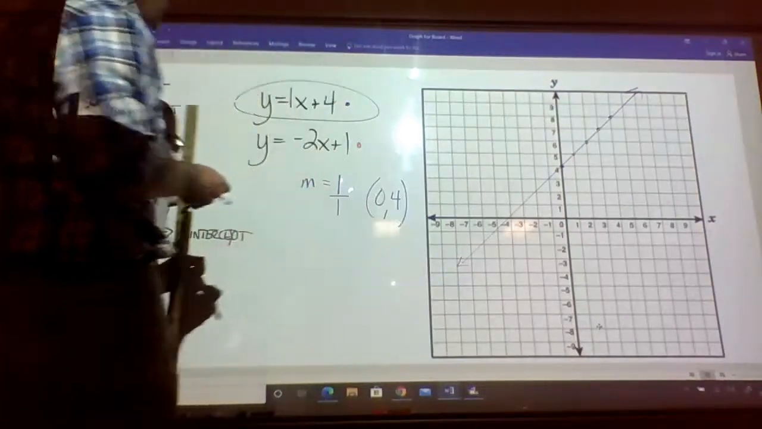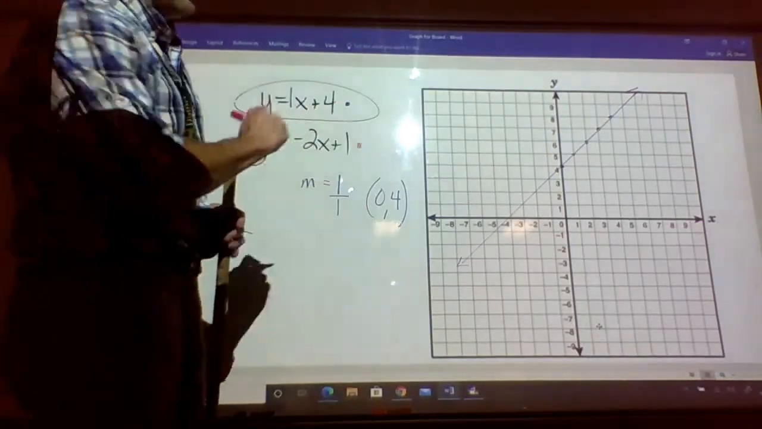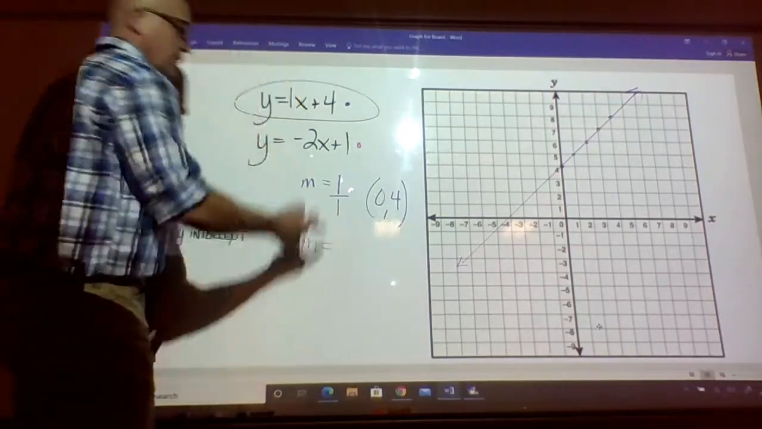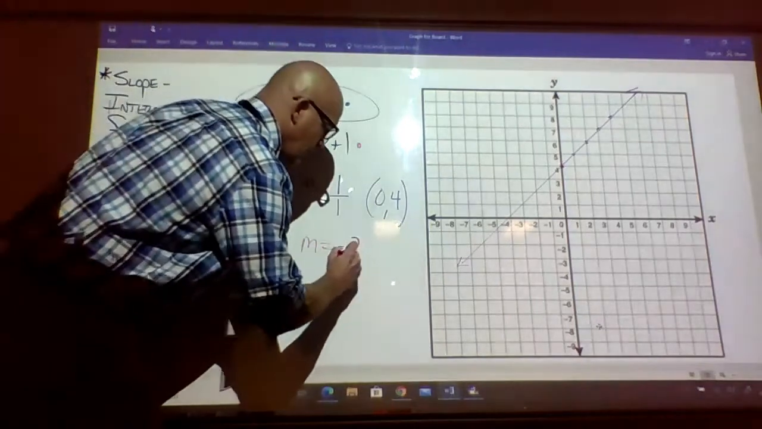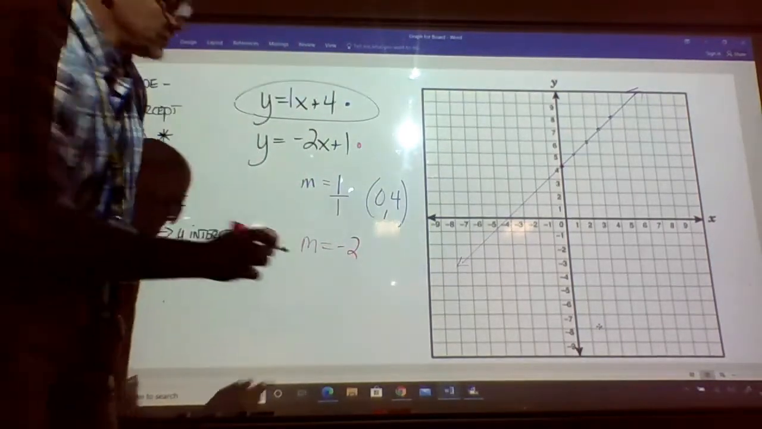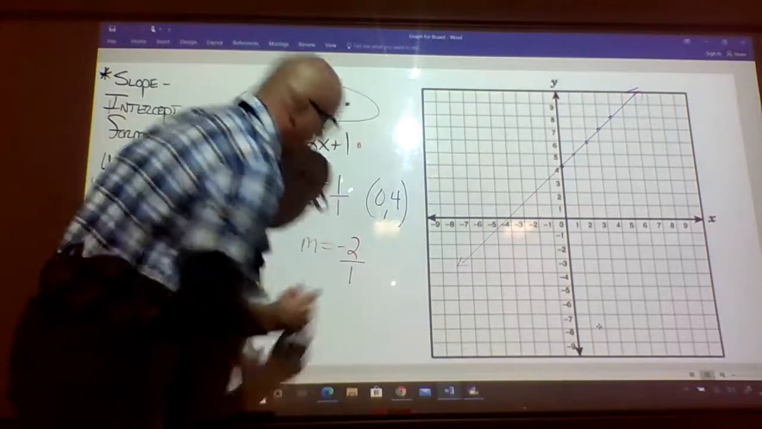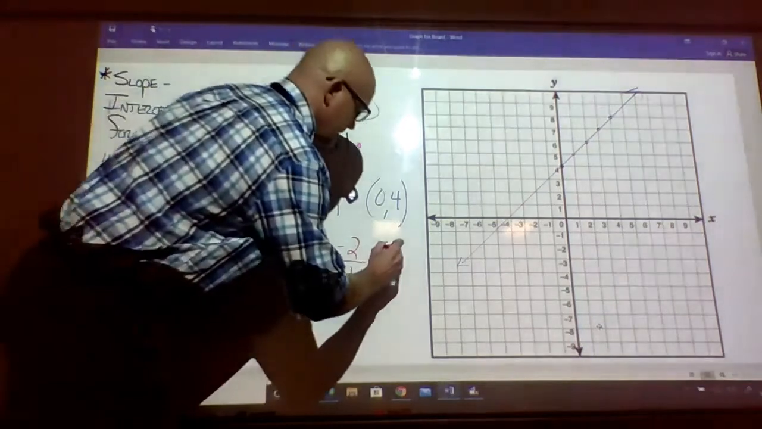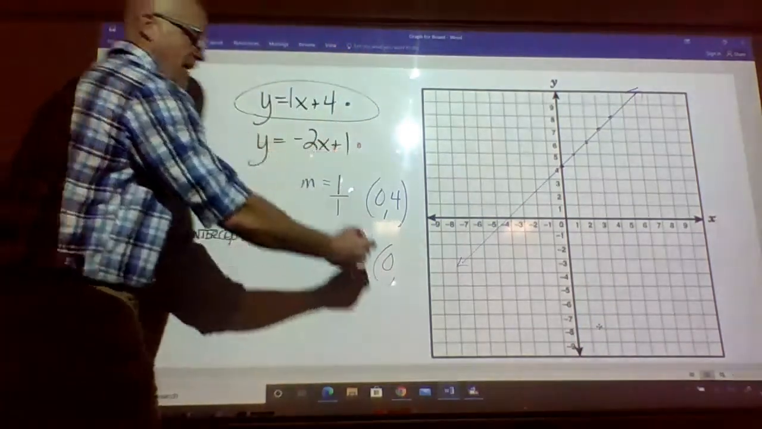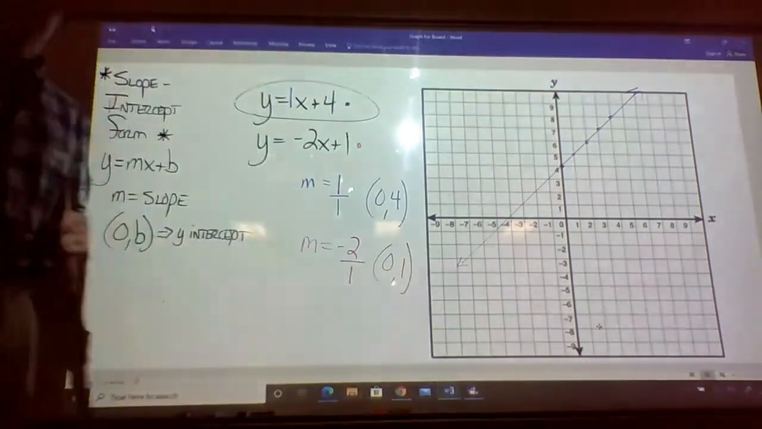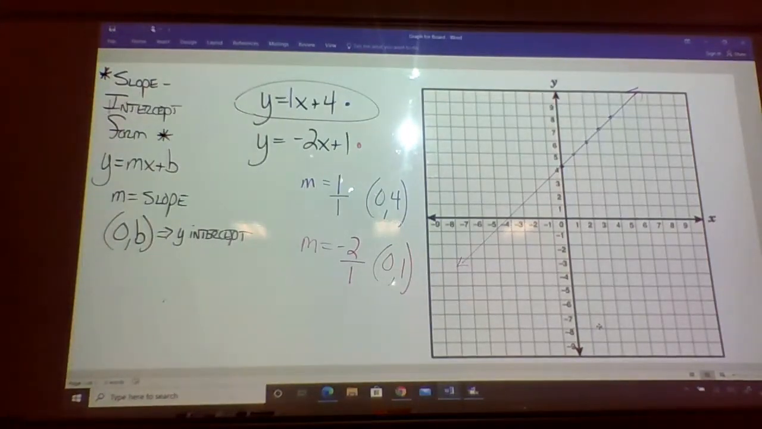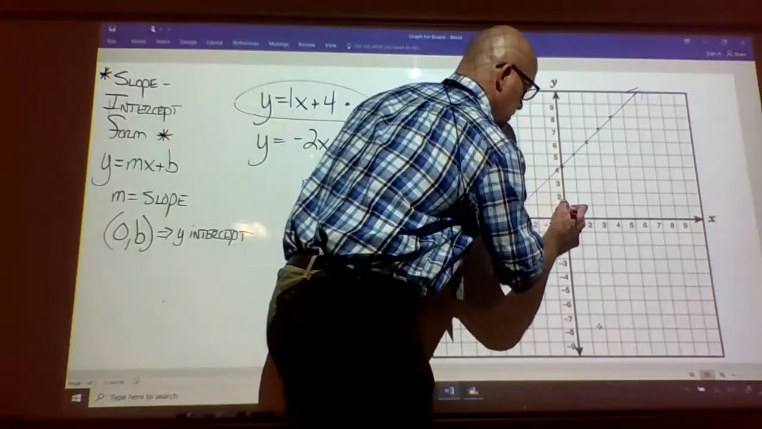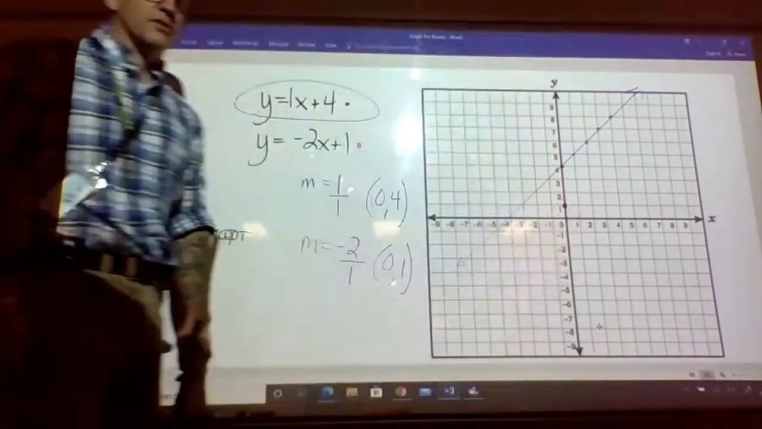Then my second one, which I have in pink, is y = -2x + 1. My slope there is the number in front of the x, which is negative 2. Again, we'd like to see that as a fraction, so we make that negative 2 over 1. Then my y-intercept, (0, b), is (0, 1), since my b value is 1. So again, we plot that exactly as we did the other one, putting a point right there at (0, 1).